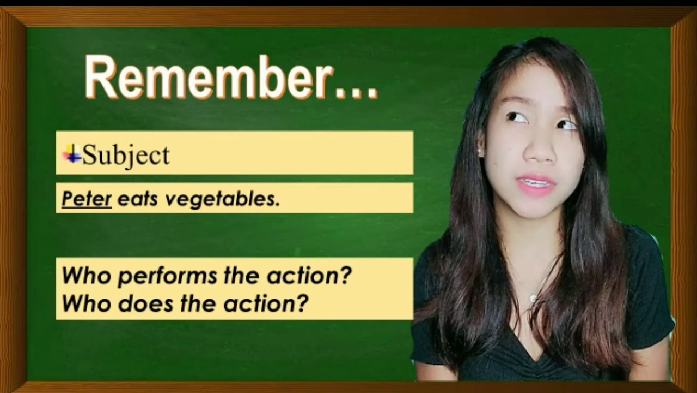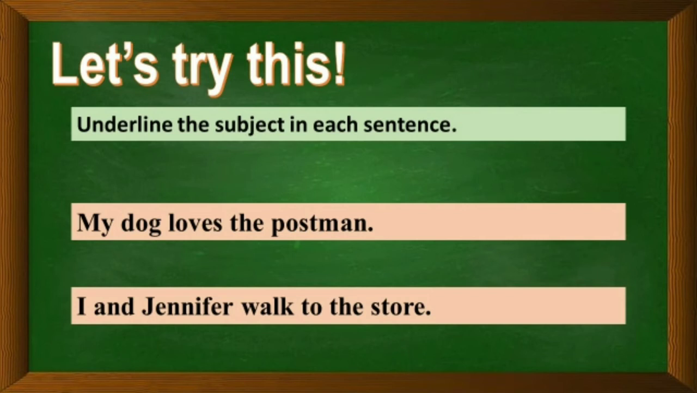Remember, it is very important for you to identify first the subject in a sentence so you know which verb to use in the sentence. Let's try this one. You have to underline the subject in each sentence. That's the direction. Now let's try sentence number 1. My dog loves the postman. What is the subject in this sentence? It's the dog. It's the dog who performs the action, which is loves. So therefore, you have to underline dog or my dog.